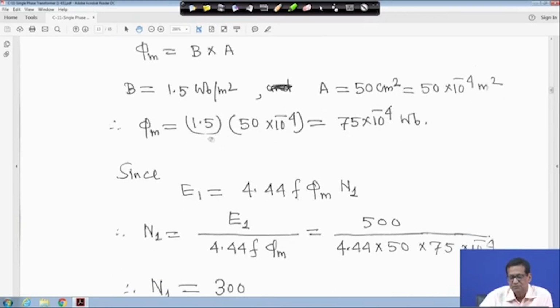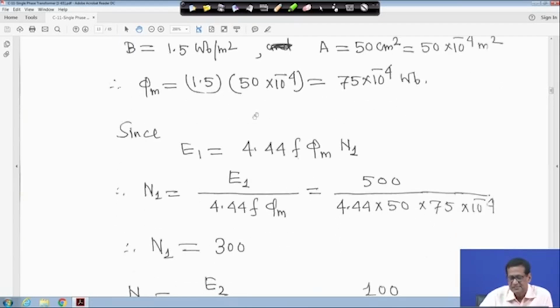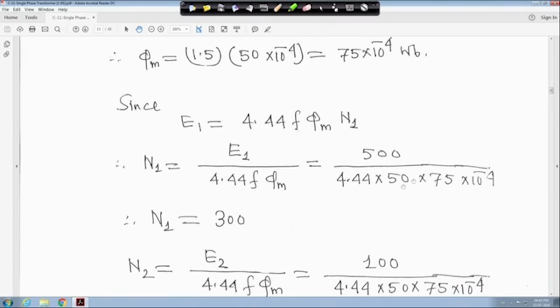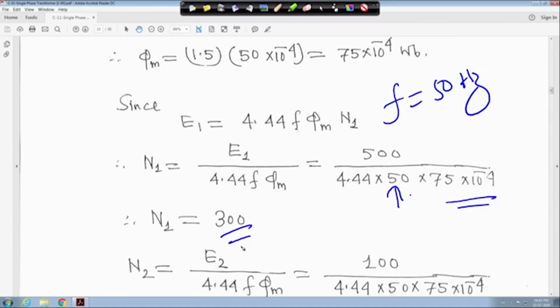So, B is given 1.5 Weber per meter square and A is 50 centimeter square, so 50 into 10 to the power minus 4 meter square. Therefore, phi m is equal to 1.5 into this area, which is 75 into 10 to the power minus 4 Weber. Since E1 is equal to 4.44 f phi m N1, we know that. Therefore, N1 will be E1 upon 4.44 f phi m. That will be 500 divided by the substituted values, and even if it is not mentioned, generally you take it as a 50 Hz system, f is equal to 50 Hz. So, that is f equal to 50 Hz and this is the phi m, right. So, you will get N1 is equal to 300.